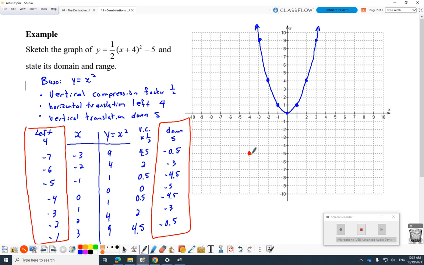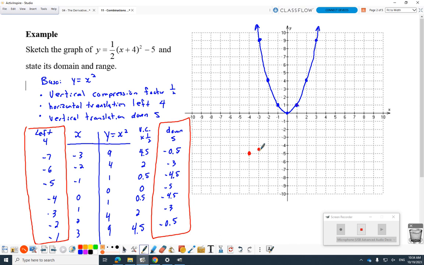This is the way I was taught, so I'm sort of addicted to it. I like how to do this, but I understand the table of values too. It's really powerful. So take this point, vertically compressed by a factor of half, so it goes down to a half. Then move left 4, 1, 2, 3, 4. Then down 5, 1, 2, 3, 4, 5. You've got a point at negative 3, negative 4.5.